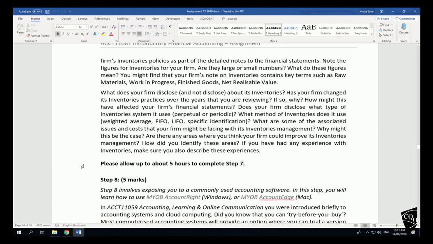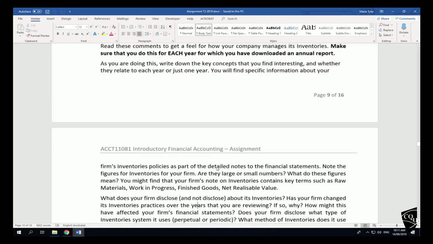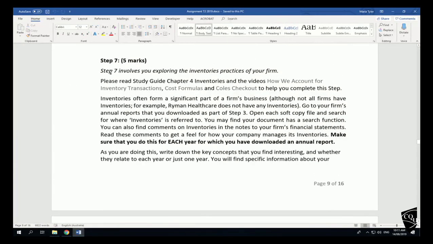Okay, so we've given you an indication. Please allow around 5 hours. You may spend more, particularly if this is your first exposure to inventory. So just make sure that you are considering all of the items that we've asked you to consider in step 7.